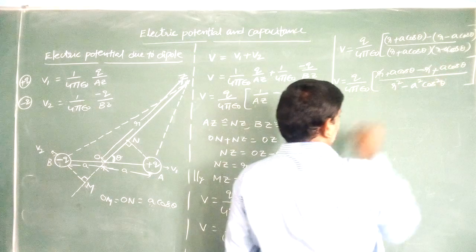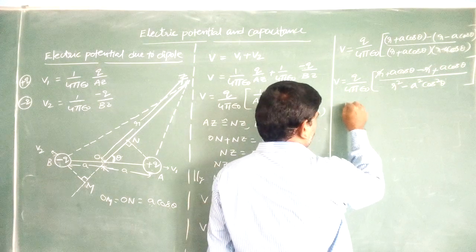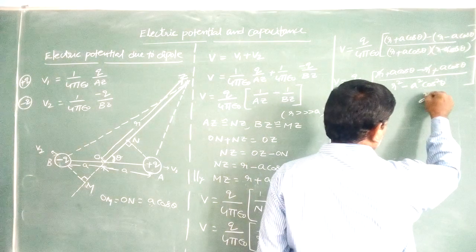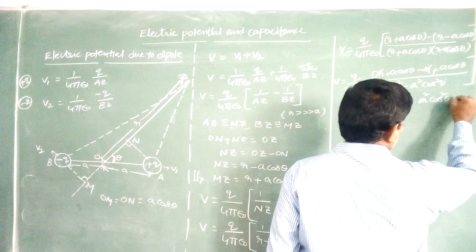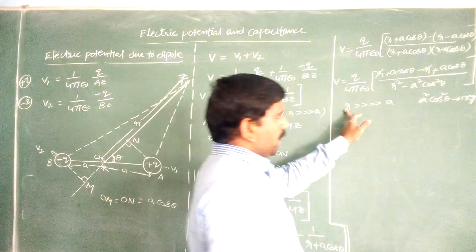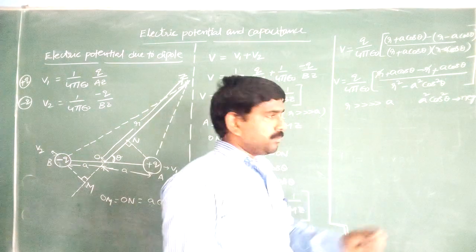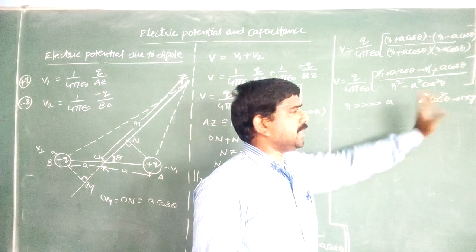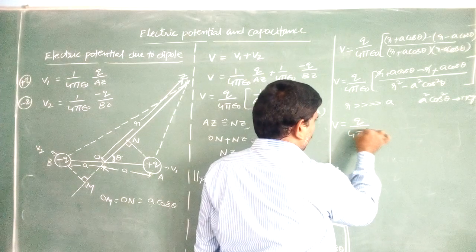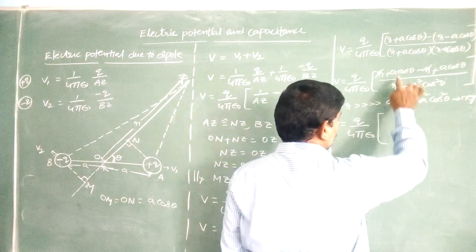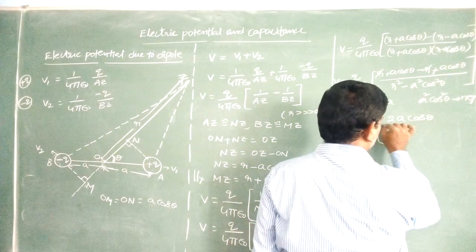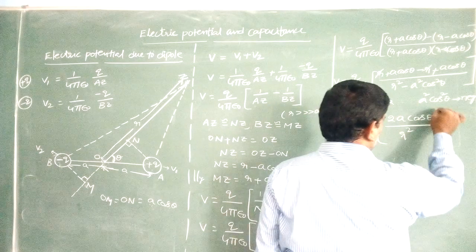Here R cancels. At the same time, one more thing: R is very much more than small a. Therefore A squared cos squared theta is negligible. Compared to the R value, A is very minute, so we neglect that term, A squared cos squared theta. Therefore V is equal to Q by 4 pi epsilon naught into A cos theta plus A cos theta, that is 2A cos theta, by R squared.